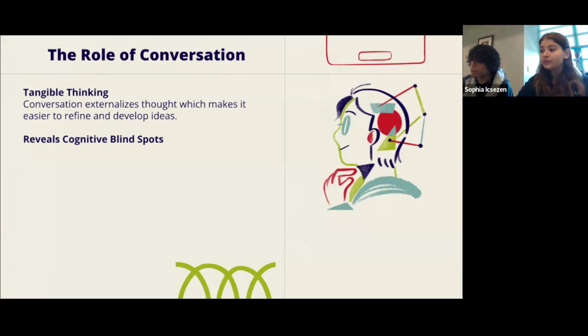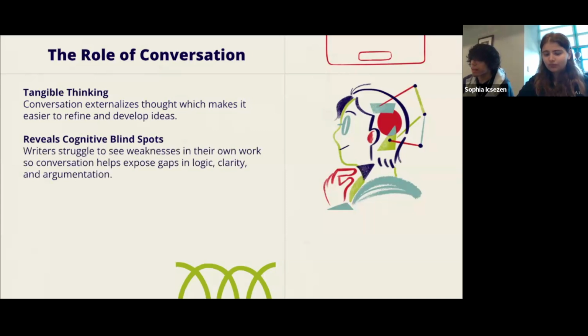Conversation acts as a kind of mirror that reflects the writer's ideas back to them in a new way. When you ask, "What do you mean by this?" the writer has to confront their assumptions and omissions, gauging the dissonance between intention and interpretation. But it's important to remember that this isn't about catching mistakes. It's about letting the writer discover where to redirect attention through another lens.